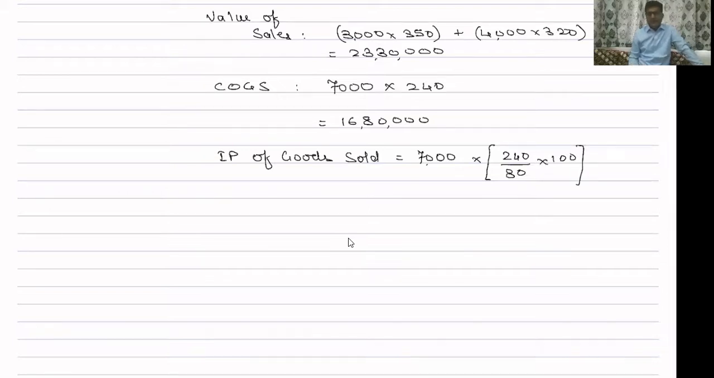Did you understand this? Let my invoice price be 100. Loading on that will be 20. So my cost price will be equal to 80. If 80 is equal to 240, what is equal to 100? I did the cross multiplication and presented in front of you. Are you able to see that? Yes or no?